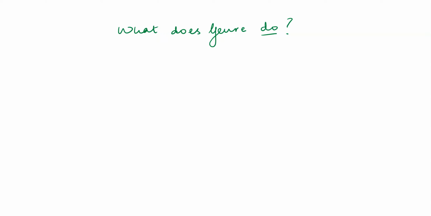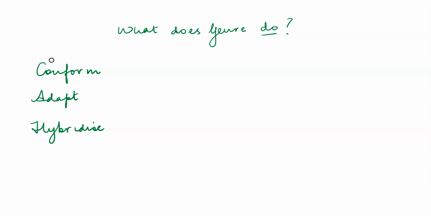The conventions of a text can conform to the conventions of a genre. A text can adapt the conventions of a genre. It can hybridize or blend the conventions of a genre, and it can subvert the conventions of a genre.